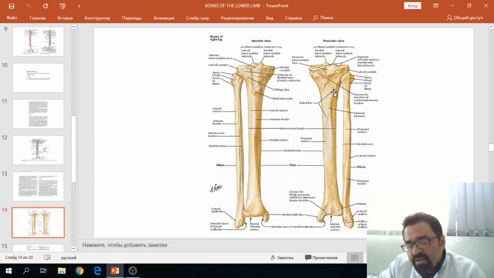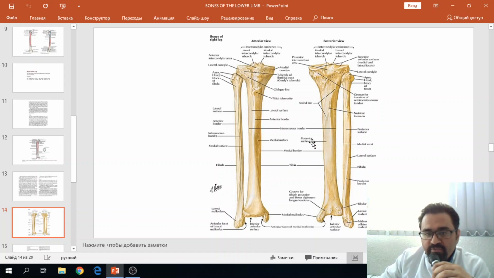We studied that there is the linea aspera on the femur, but on the posterior aspect of the tibia we have the soleal line, for the attachment of the soleus muscle. The shaft has a medial surface, lateral surface, and posterior surface. There are three borders of the shaft: anterior border, medial border, and interosseous border.